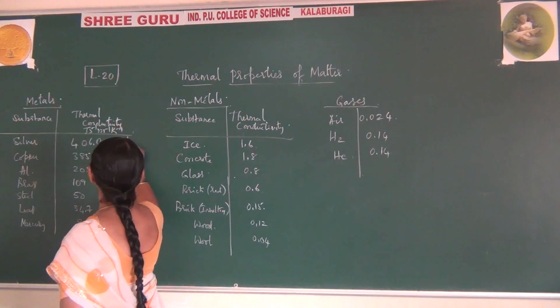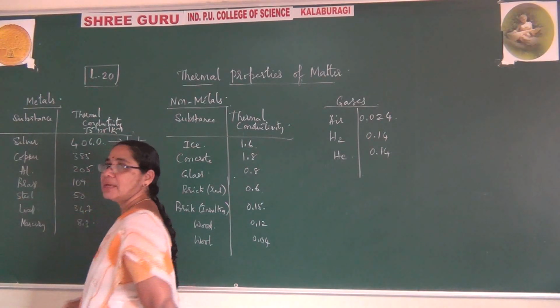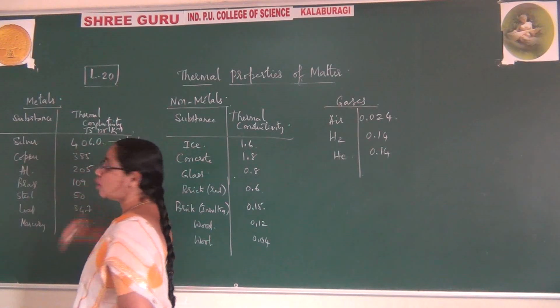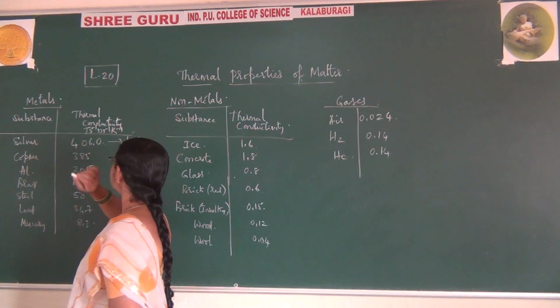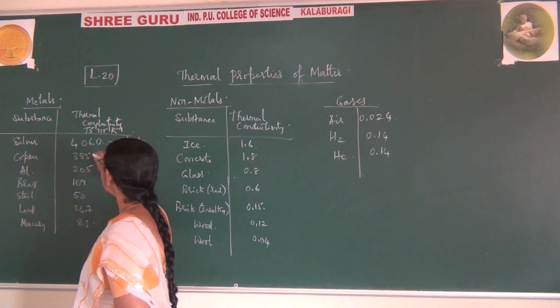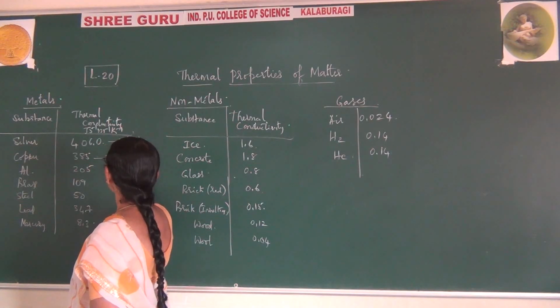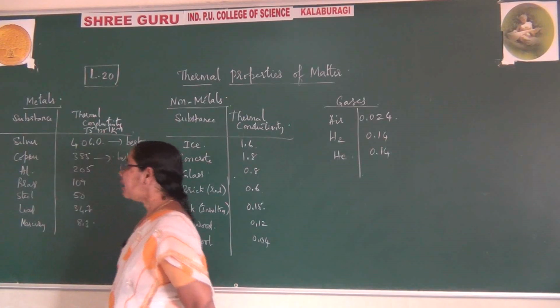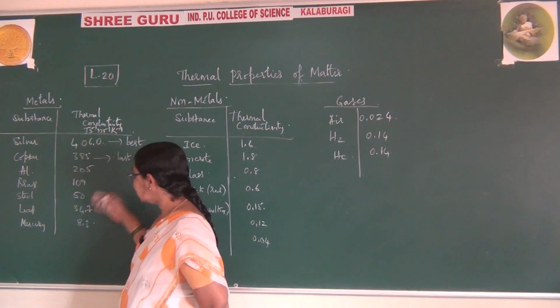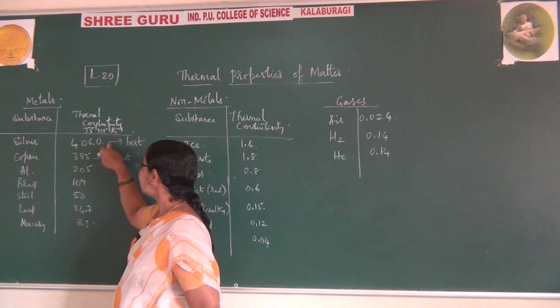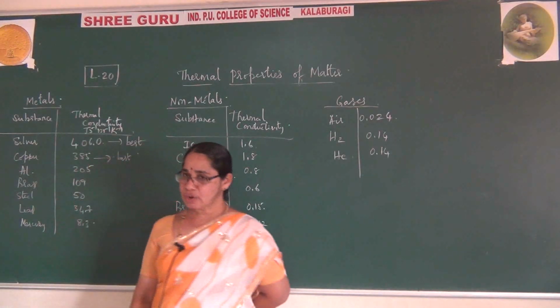It is a very best thermal conductor. Nearer to this comes copper, which is also a best conductor of heat, but slightly lower. When you come to the lesser values, among these you can select these two as the best conductors of heat.